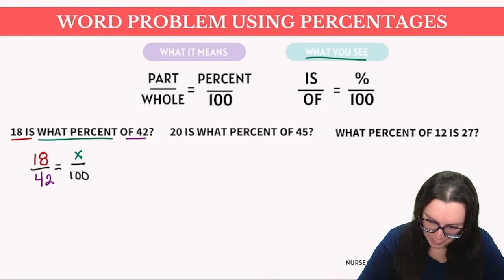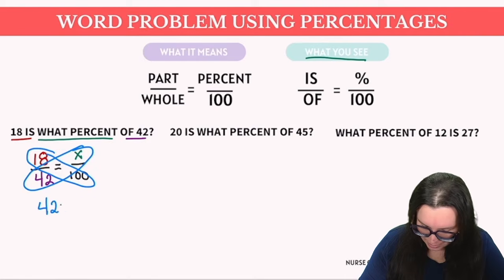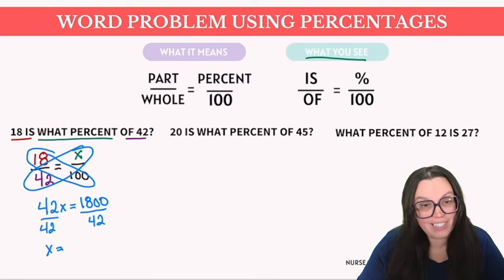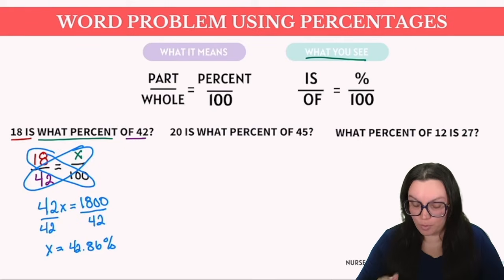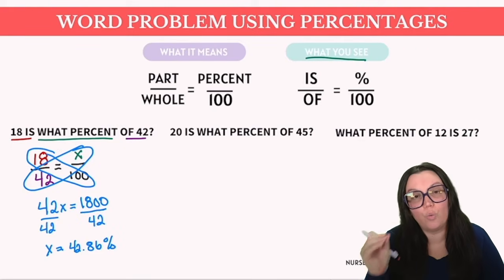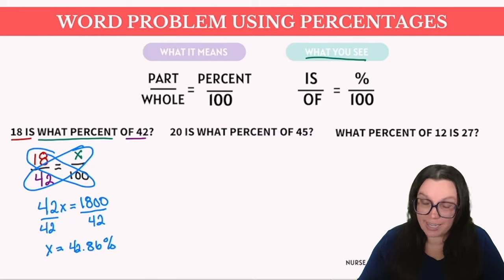Now we're just going to cross multiply. So we're going to multiply 42x is equal to 1,800. We need to isolate our x by dividing both sides by 42. And that is going to give us x is equal to 42.86%.